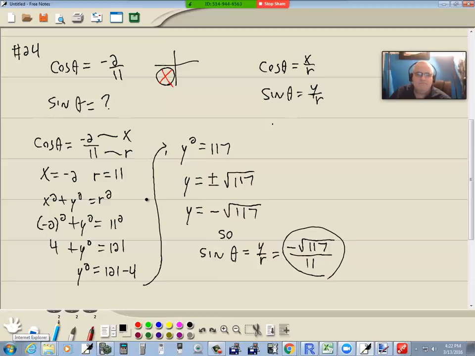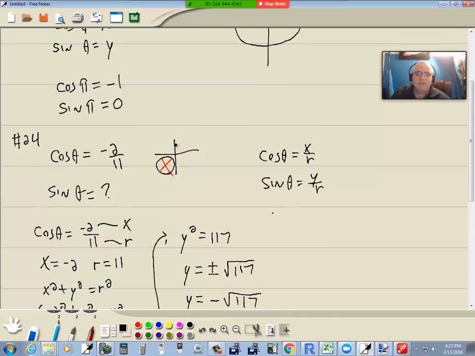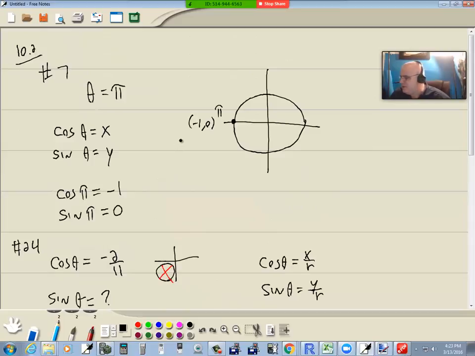Now, if you assumed that was on the unit circle, then you could have approached that from a different standpoint, where you got sine squared plus cosine squared is equal to 1. Let me clear this off, and we'll look at the next one, which is 35.